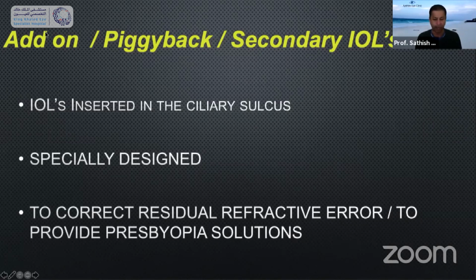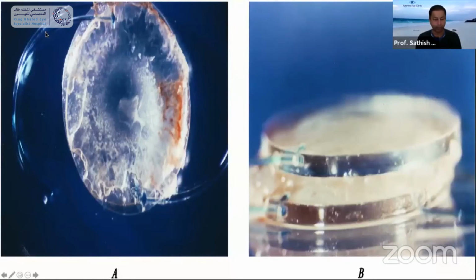And these are primarily done to correct residual refractive errors, either with monofocal lenses or to provide a secondary presbyopia solution to patients who have had monofocal lenses in the past. Only in the last 10-15 years, industry has developed these kind of special supplementary or secondary intraocular lenses. Prior to that, we surgeons were using two intraocular lenses inside the capsular bag to produce a piggyback lens.